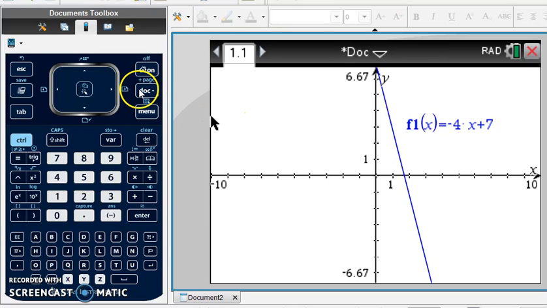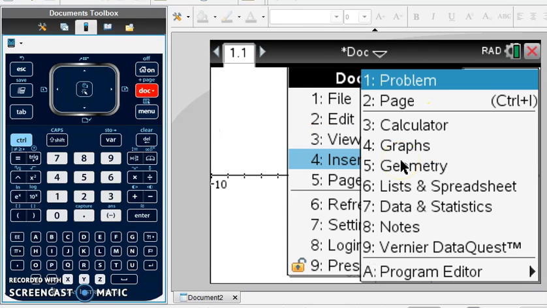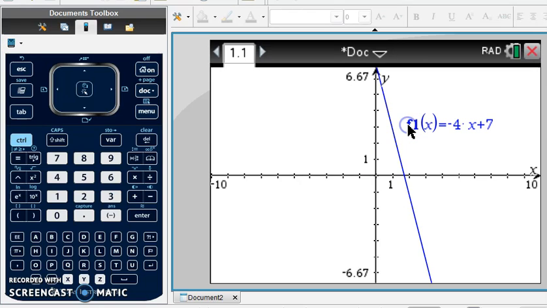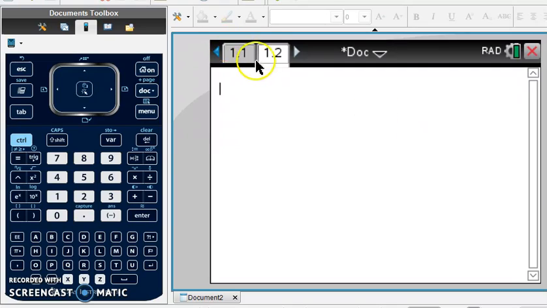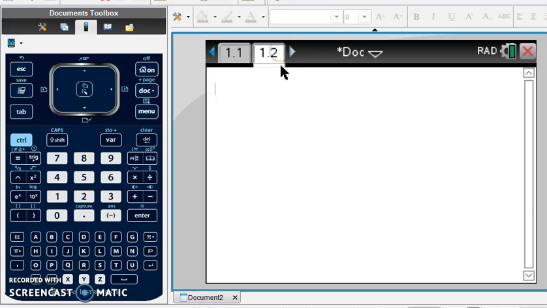To do that, we're going to go over to our document button, and it brings up a list of options here. And we want to insert a page, in this case, a page that is about the calculator. So insert a calculator page. That's going to add another tab you can see at the top. You can move your mouse back and forth, by the way, to switch between the tabs.